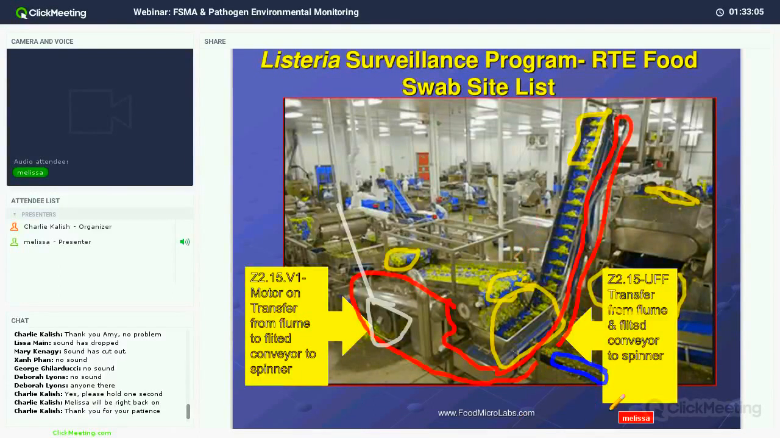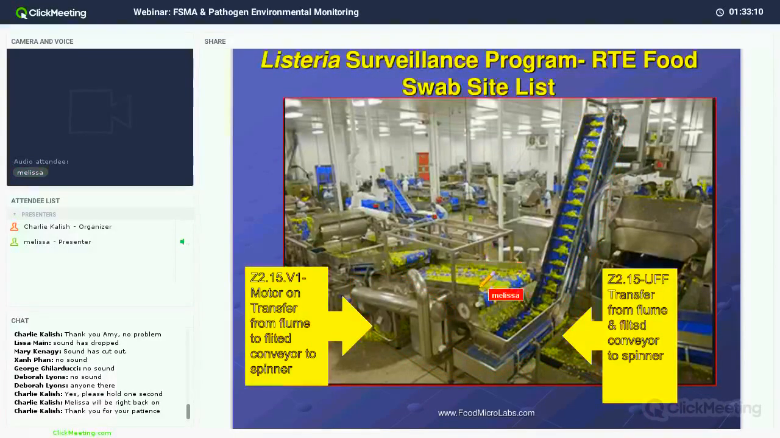So in this example here, we've got a production area, and this is ready to eat, post disinfection on a produce. We decided that Z2.15 is our permanent sample number, and it equates to the underside framework and footing of the transfer from the flume and flighted conveyor to the spinner. So it's really this surface here.